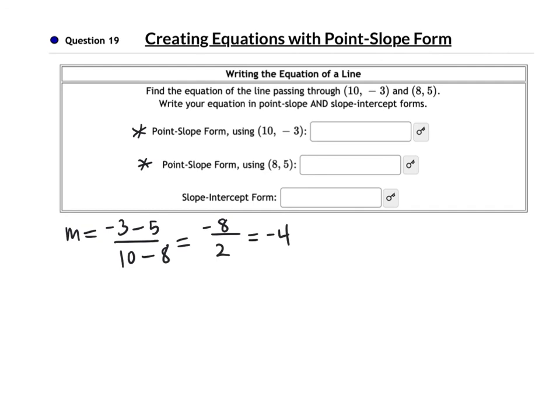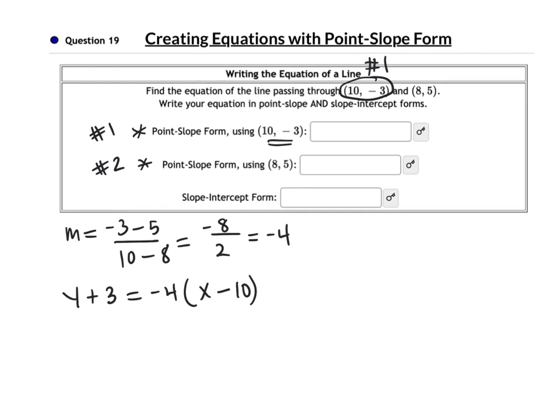Now that we know the slope, we can use point slope. y minus the y of the point, and I'm going to use 10, -3 for my first one. y minus -3, it's minus -3, so that's going to be plus 3. Equals m, -4, times x minus the x, which is 10. So that is the first one. And the second one, we're going to use 8, 5. That'll be y minus the y, which is 5, equals m, -4, times x minus the x, which is 8. So that gives you the first two boxes. This is the first, and this is the second.